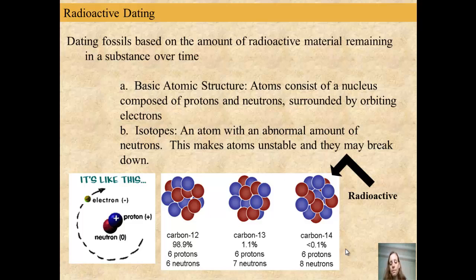With carbon-14, there are 6 protons and 8 neutrons. This difference is enough to make carbon-14 radioactive. And this is very, very important because carbon-14 is what is used to determine absolute ages of fossils that were once living. Let's take a closer look at this idea.